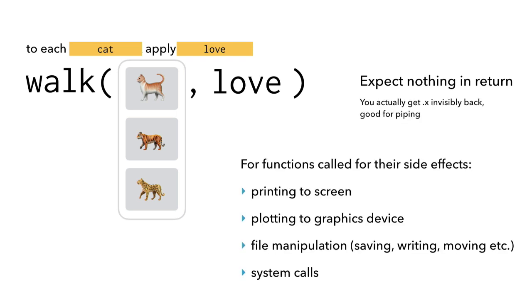So I talked about how you might use this for saving out files. It's useful for printing graphics to the screen, or printing output to the screen. Maybe in the middle of a pipeline, you really just want to know some summary statistics for each element. You could spit that out with walk. File manipulation is probably one of the places I use purrr a lot: you have a whole chunk of files and you need to do things to them, maybe saving them, writing them, moving them, that kind of thing. Same thing with system calls. You might need to, from R, call something else that's running on the command line.